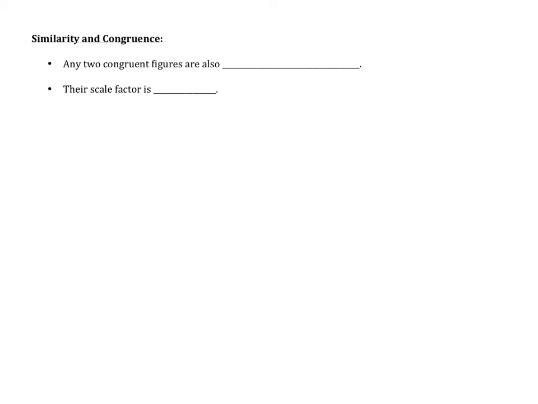And now let's talk about how similarity and congruence are related. Any two congruent figures are also similar, and their scale factor would be 1:1. So again, it would be 1/1, which is really just 1. Let me show you why.